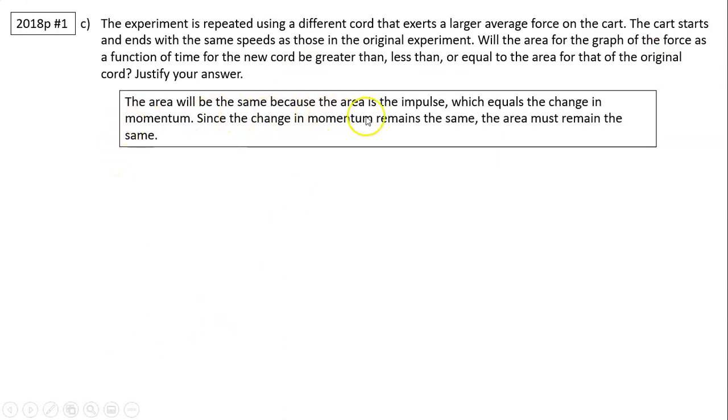So the area will be the same because the area equals the change in momentum, and there's no change in momentum, so the change equals 0, and the area has to be the same. What is different now? Now the force is bigger, so the time is shorter. So the shape of the graph is different, but the total area is the same.